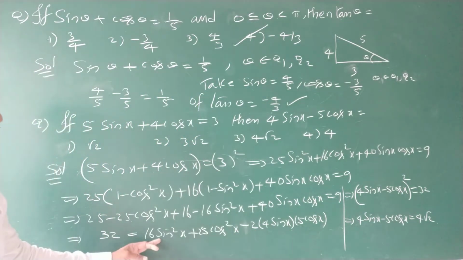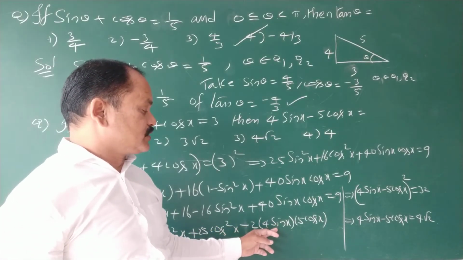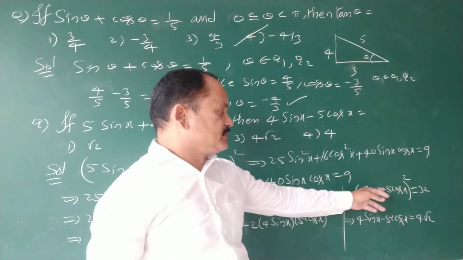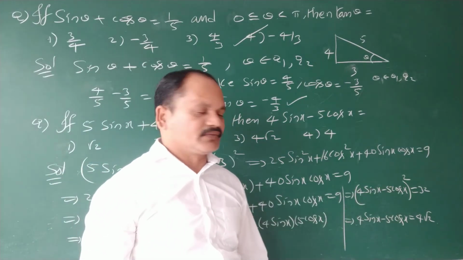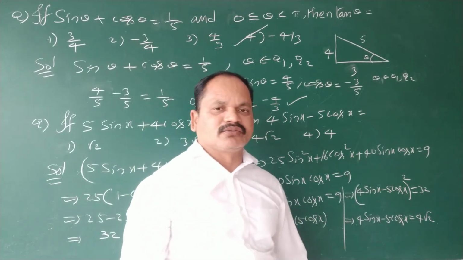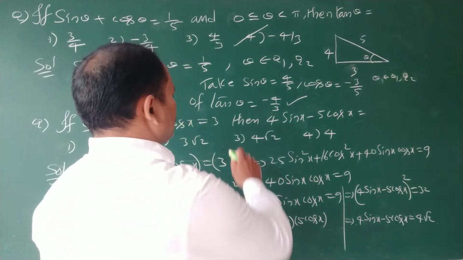That's why it is 4 sin x whole square plus 5 cos x whole square minus 2 times 4 sin x 5 cos x. That is a minus b whole square. So 4 sin x minus 5 cos x whole square is equal to 32. Now 4 sin x minus 5 cos x is equal to root 32, that is 4 root 2. That's all. Now 4 root 2 is the right option.